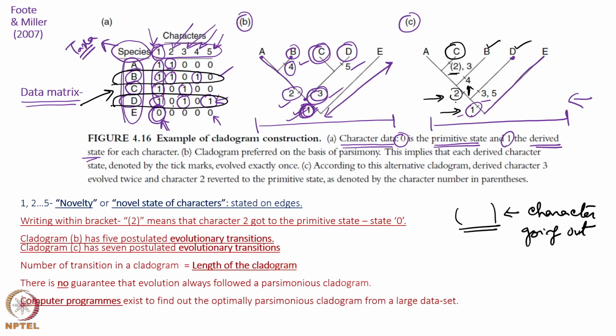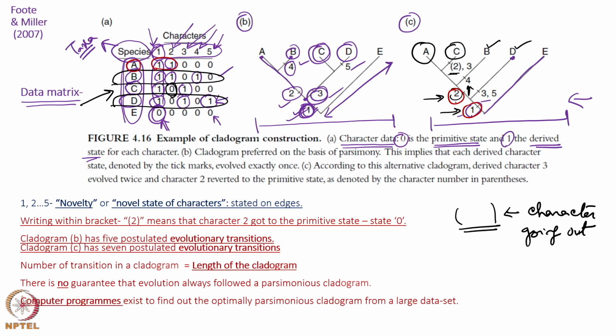In species C, indeed character 2 has gone out, that is why it is 0 shown here, and that is why a bracket is given. What happened in species A? Characters 1 and 2 are there.